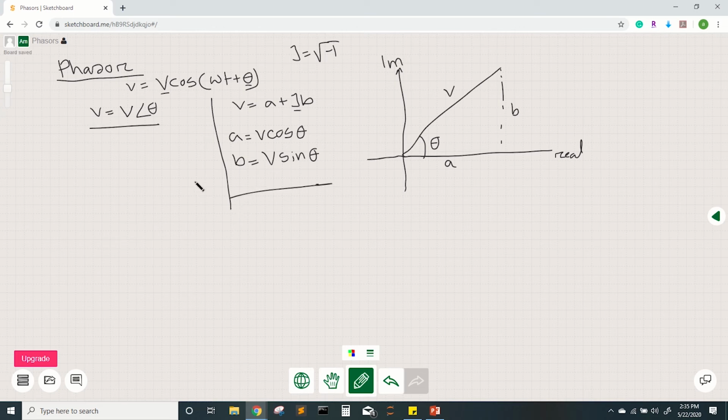From rectangular form to polar form, we can get it by V equal to root over a square plus b square, and theta we can get by tan inverse of b by a.